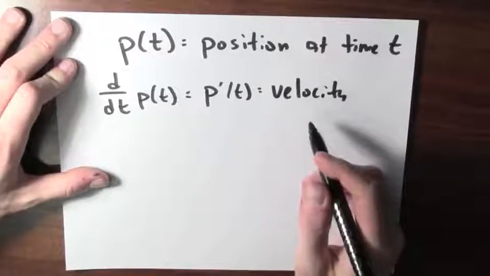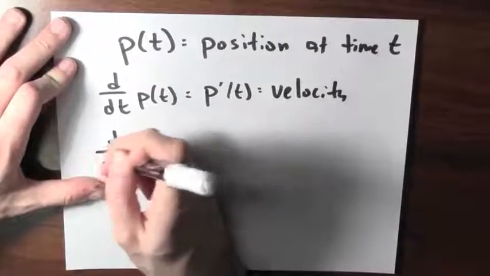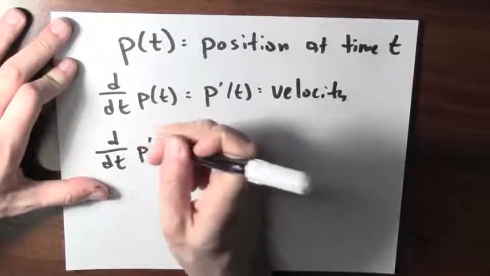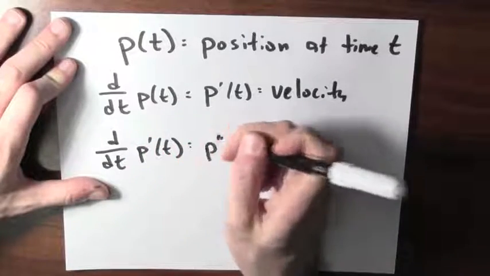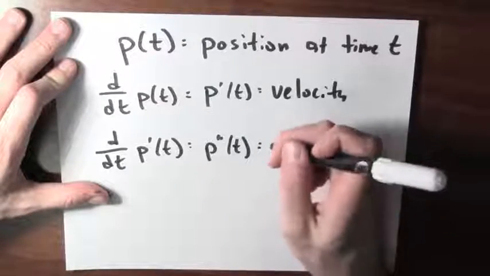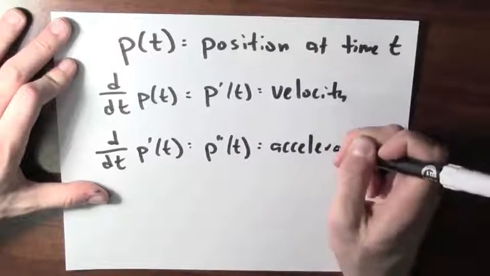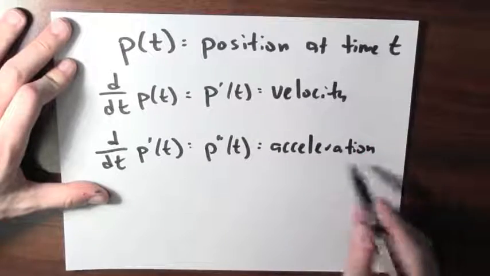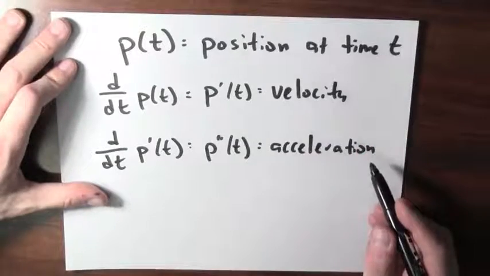Now I could ask the same question again. What happens if I differentiate velocity? I'm asking how quickly is your velocity changing? We've got a word for that too. That's acceleration. That's the rate of change of your rate of change.